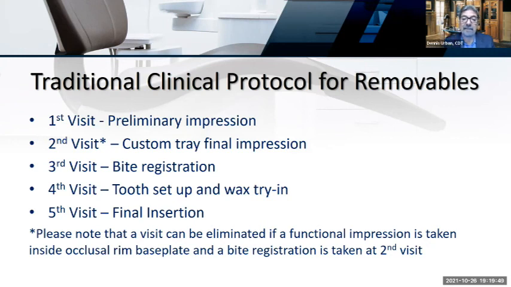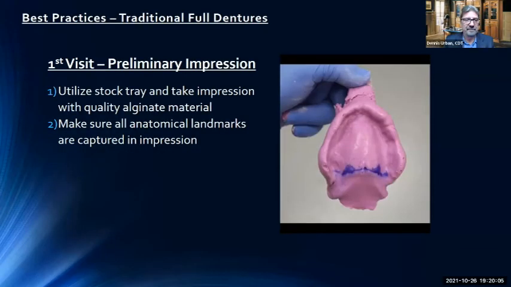And a visit can be eliminated if a functional impression was taken inside the occlusal rim, at the time when you're taking the bite, and then a bite registration is taken at the second visit. So you're eliminating 1 visit. You can cut this down to 4 visits if you take an impression inside the occlusal rim with the base plate. So first visit, you want to get a good preliminary impression because, if you capture all the anatomical landmarks in a preliminary impression, chances are you're going to get a nice final impression because we're going to make a nice, accurate custom tray and make sure all those anatomical landmarks are captured in the impression.